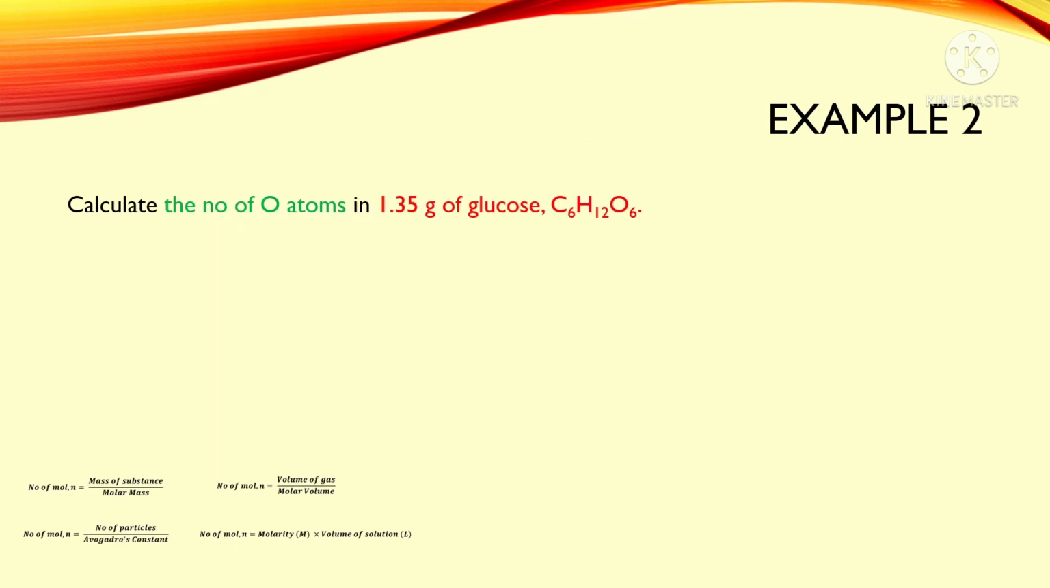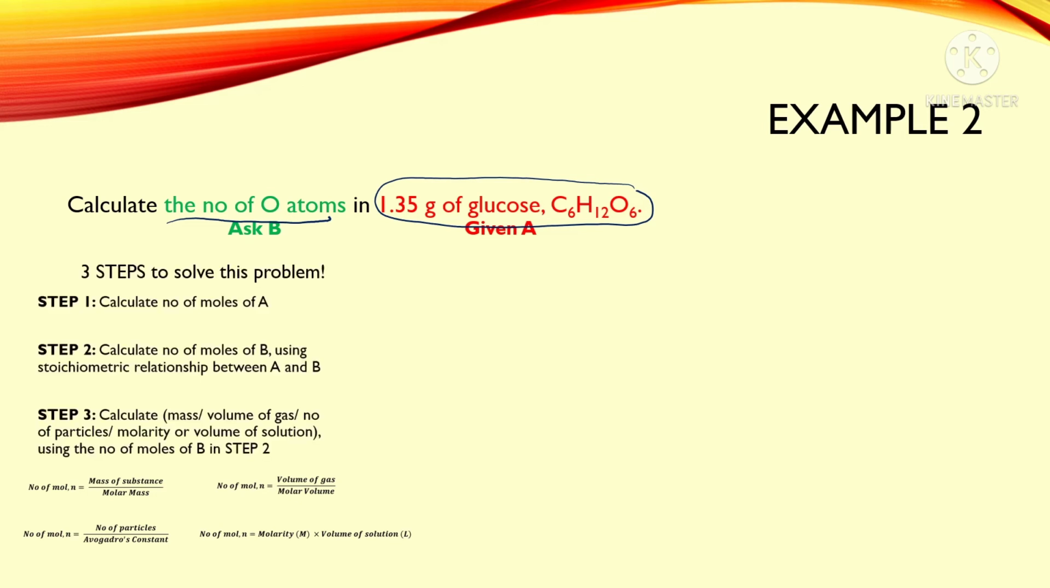In example 2, we are being given the mass of glucose, and then we are being asked about the number of oxygen atoms. So we are given glucose, A, but asked about oxygen, so being asked about B. Therefore, to do the problem solving, it will involve 3 steps. Again, step number 1, we calculate the number of moles based on the information given. We are being given mass. Therefore, we use the formula number of moles equals mass divided by molar mass to find the number of moles of glucose.